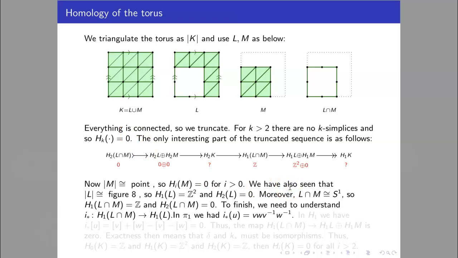The counterpart of this in homology is more or less the same, except that the group operation, instead of multiplication, is addition, and so the inverses become negatives, but then everything in H1 is commutative. So here we've got V plus W minus V minus W, and it all cancels out. So what we're seeing is that this i lower star of U is just 0. So we've got the 0 map here.